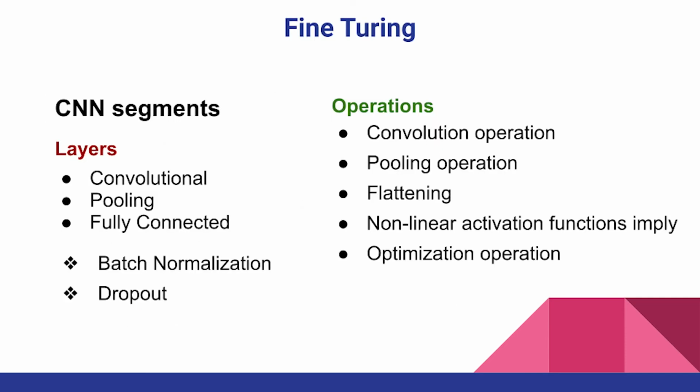The architecture of a convolutional neural network is basically three types of layers: one, convolution; second, pooling; and the third one is fully connected. Basically, these layers perform operations such as convolution operation, pooling operation, flattening, nonlinear activation functions, and optimization operation. There are three types of pooling operation: max pooling, average pooling, and global average pooling 2D.